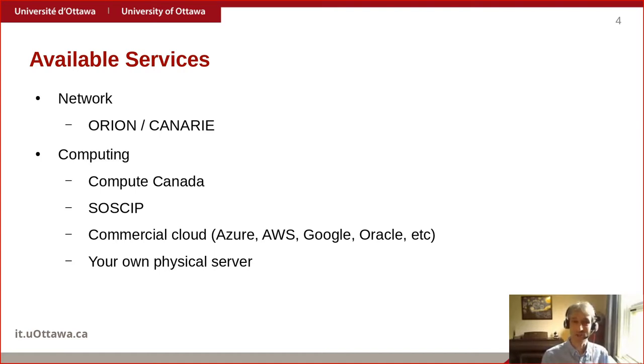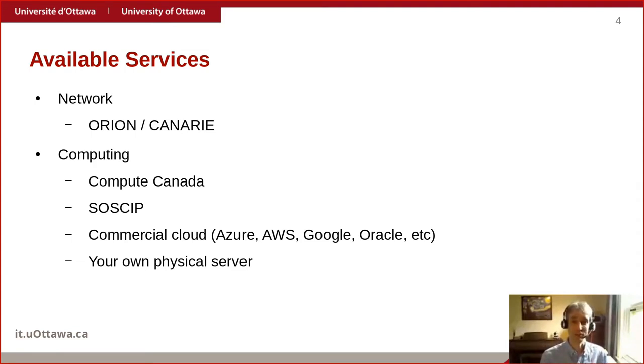So we have access to a really, really fast network. It's called Orion or Canarie, depending on if you're looking at the provincial level or the Canada-wide level. And there's also a lot of computing resources out there. So Compute Canada is one of the biggest ones, one of the biggest free ones, I should say. And then there's SaskIP, which is more for academic industry relations. And of course, there's the commercial cloud that you've probably heard of before, like Microsoft Azure, Amazon has AWS, there's Google Cloud, there's Oracle Cloud, and there's a bunch of others as well.